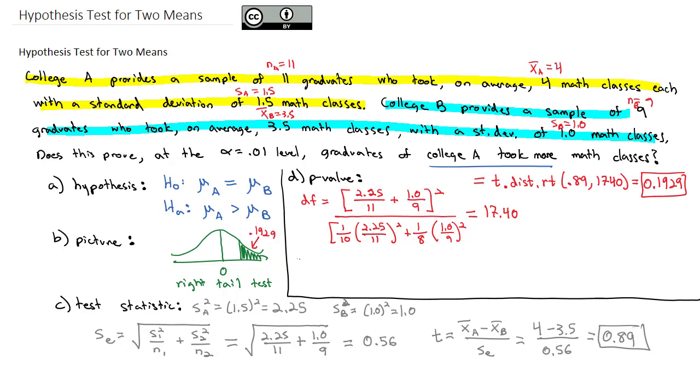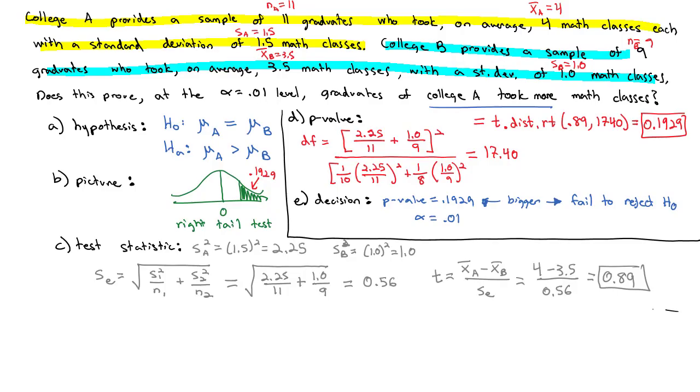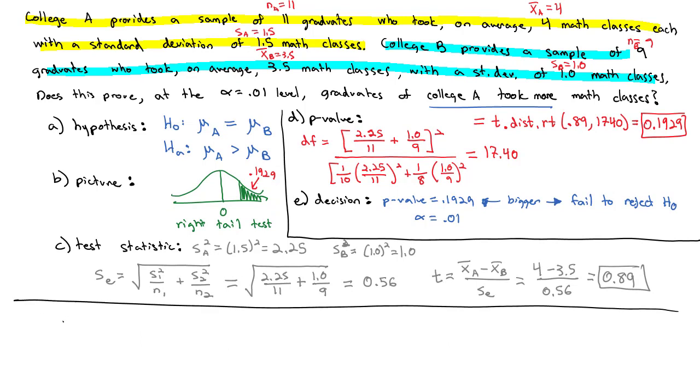So if that is our p-value, the decision we're going to make: if the p-value is 0.1929, alpha we said was 0.01, our p-value we see is bigger than the alpha. When we have a bigger p-value, we are going to fail to reject our null hypothesis. And I'm running out of space, so I'm going to move down below to put our final interpretation.